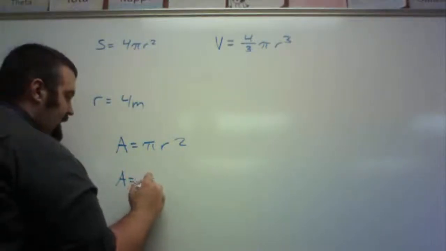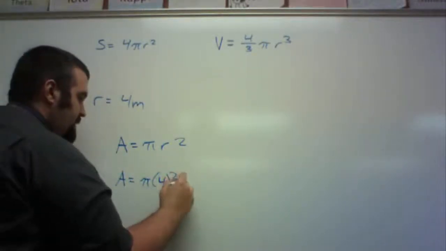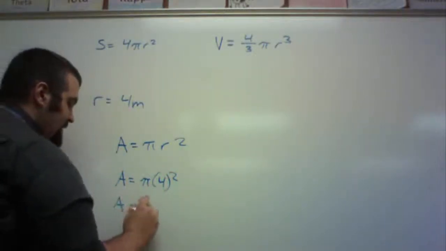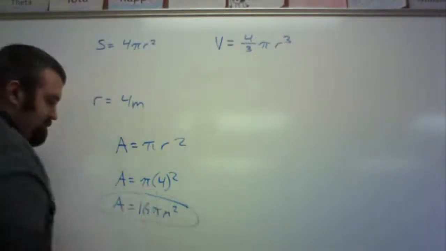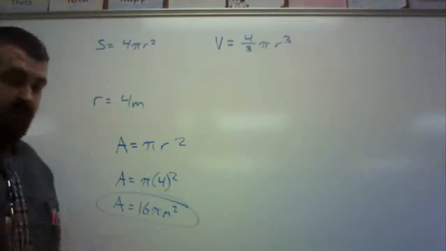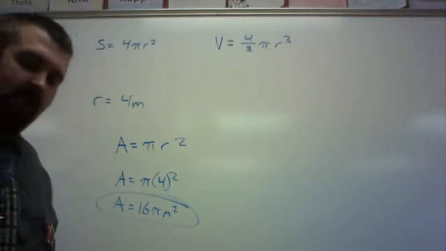Area equals pi 4 squared. And this answer I'm going to leave as that. It's 16 pi meters squared. There we go.